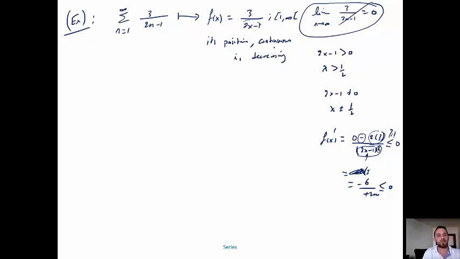So you find the integral from 1 to infinity of 3 over 2x minus 1 dx. Again, this is an improper integral because you cannot integrate up to infinity directly. I can't reach infinity, so I can replace infinity with some constant b. And I say, okay, my b will go to infinity.